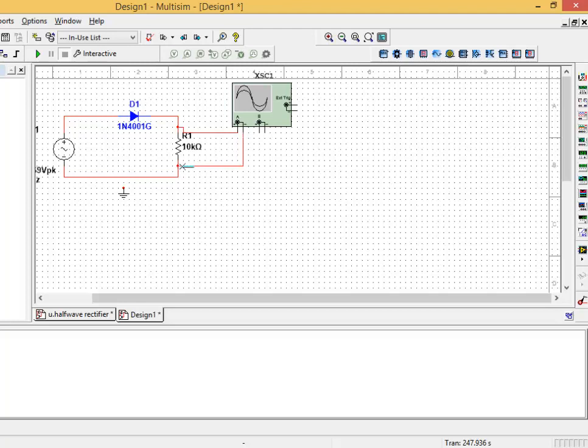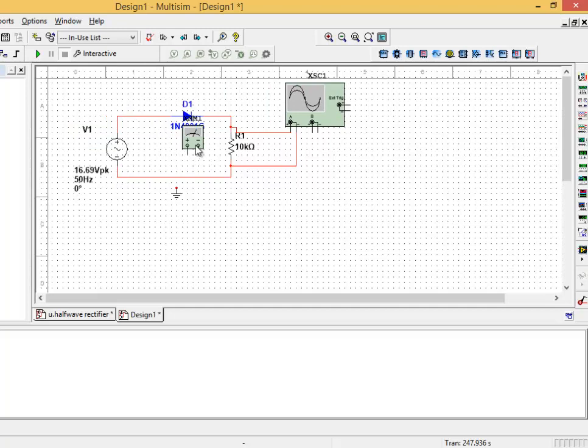This oscilloscope would show us the peak to peak value, and we have to measure also the RMS and the average DC value. So for that we will have to place a multimeter. Let's connect the positive terminal to the positive side and the negative terminal to the negative side. Make sure that the circuit is grounded.